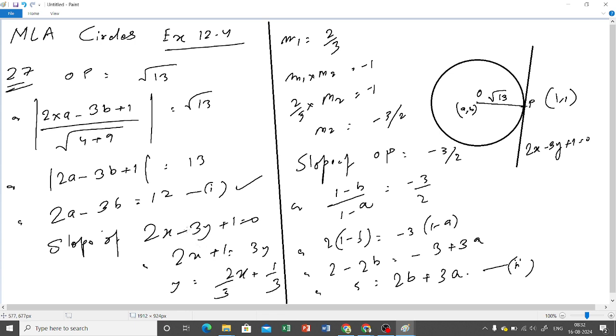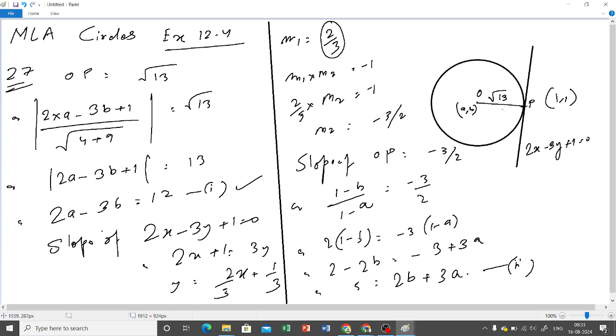Now what is the slope of this tangent? It is 2 by 3. Now I know that OP and this tangent are perpendicular to each other, so the product of their slopes is minus 1. So m1 into m2 is minus 1. M1 is 2 by 3, so m2 is minus 3 by 2. The slope of OP is minus 3 by 2.